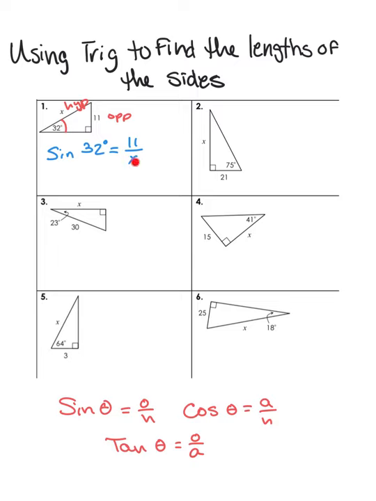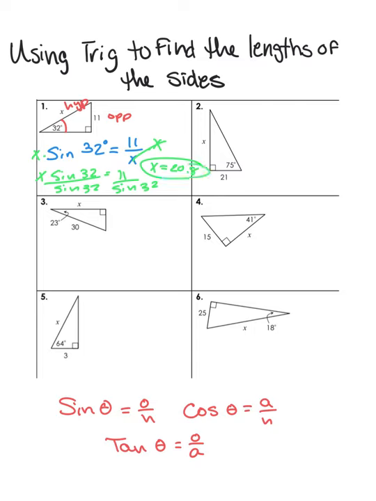Because I have a variable in the denominator, this is going to be a two-step problem. I'm going to multiply by x because I need to get the variable out of my denominator. So I have x times the sine of 32 is equal to 11. Divide by the sine of 32. So 11 divided by the sine of 32, so x is equal to 20.8.